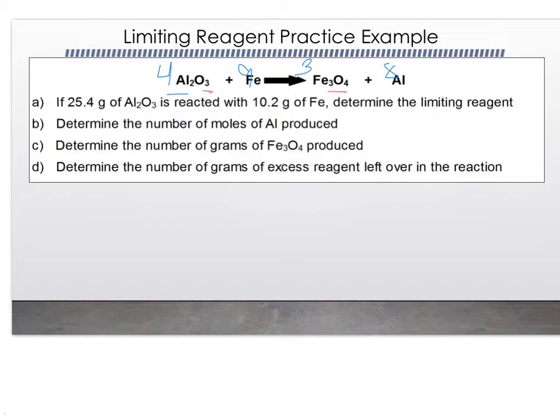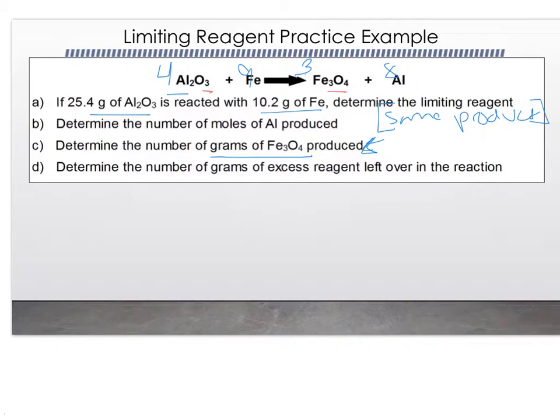And the problem is saying in A, if 25.4 grams of aluminum oxide is reacted with 10.2 grams of iron, determine the limiting reagent. Well, just like we did before in our sandwiches, we looked at all 3 types of reactants. So we're going to have to look at both types of reactants here. And what we're going to do is convert to the same product. It doesn't matter which one you choose if they don't tell you which one to go to, but I'm going to kill 2 birds with 1 stone, and I'm going to convert to grams of Fe3O4 because I'm eventually going to have to do that later.